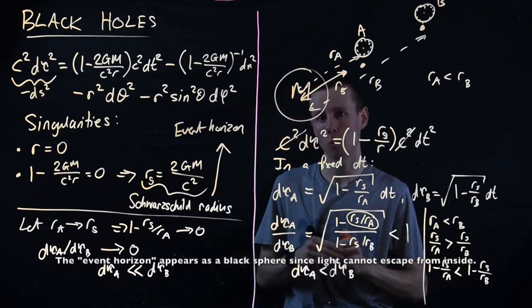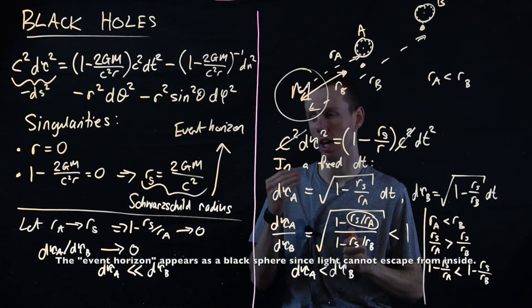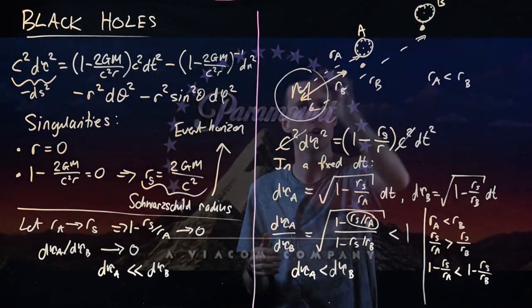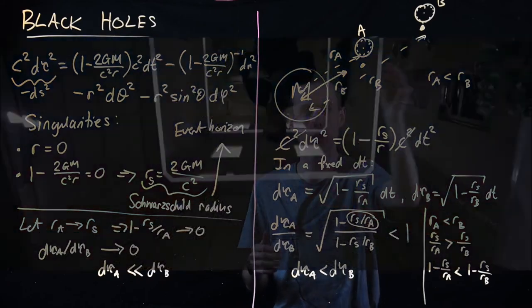So in the next video, what we're going to look at is a little bit about the motion of planets or other objects in the gravitational field of a black hole.